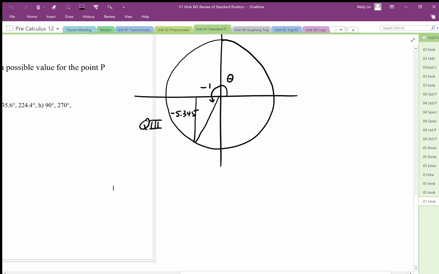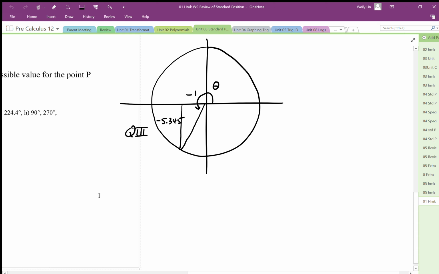So I've drawn the picture here of theta in quadrant 3. So it has a tan ratio of 5.345. In order for that to happen, we need to have this coordinate in the ratio of negative and negative. To work out the sine ratio, we need to work out the length of the hypotenuse. So we use Pythagoras: 1 squared plus 5.345 squared, and then we square root it, and we get this length of 5.4377, so I'm going to round that to 5.438.